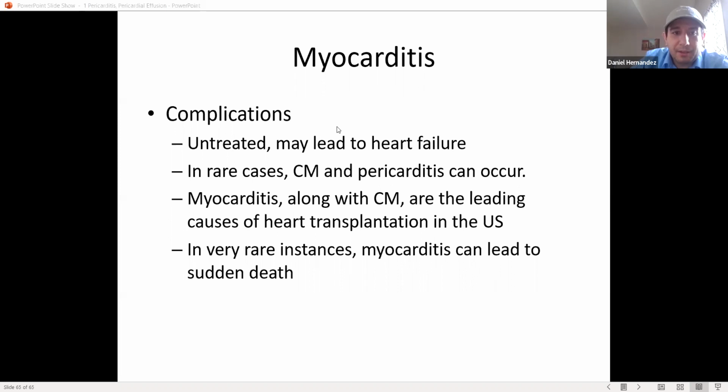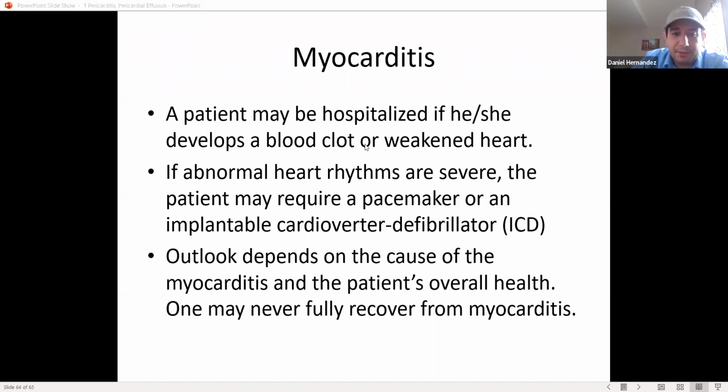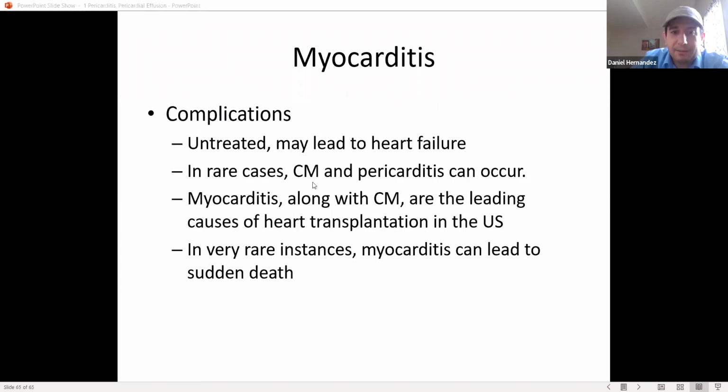Complications: if myocarditis is left untreated, this can potentially lead to heart failure. In rare cases, it can lead to cardiomyopathy or pericarditis. Myocarditis, along with cardiomyopathy, are the leading causes for heart transplants in the US. In very rare instances, myocarditis can lead to sudden death.